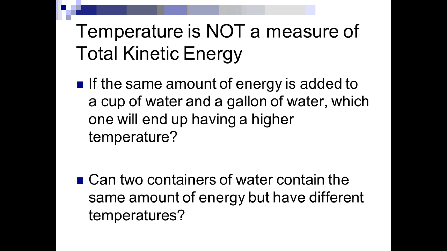So the smaller the container, the more energy per particle. So that's how you can have different temperatures with the same total. It's all about how much energy each individual particle has. That's where temperature comes from.